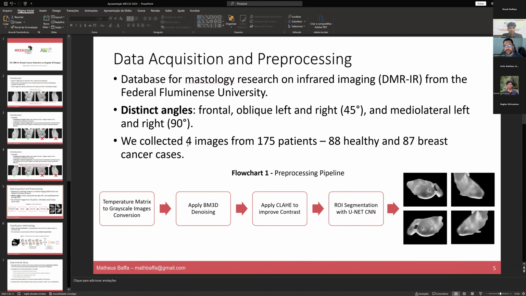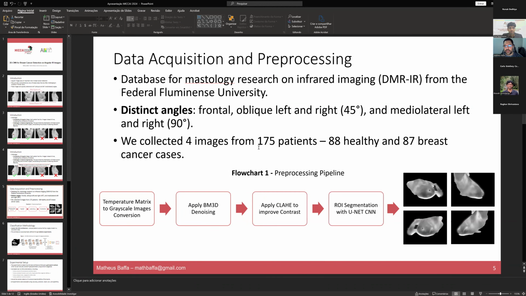So we collected 4 images from 175 patients. In total, it's 700 images. 88 cases are healthy and 87 have breast cancer. And after collecting all these images, we process them using this pre-processing pipeline.